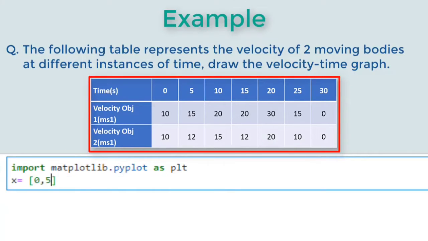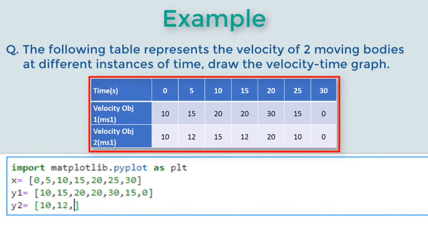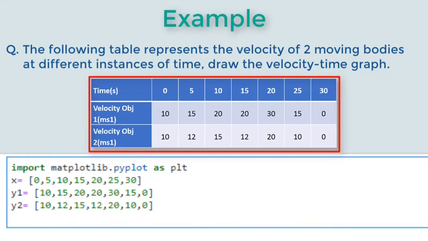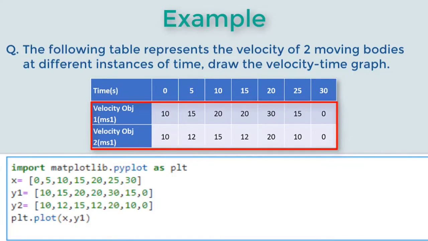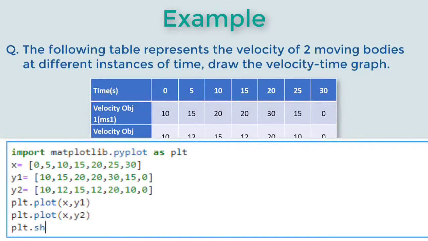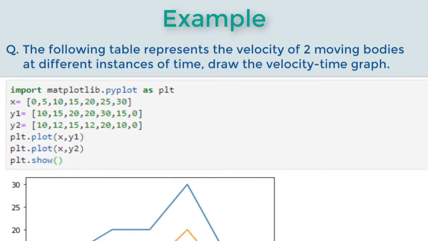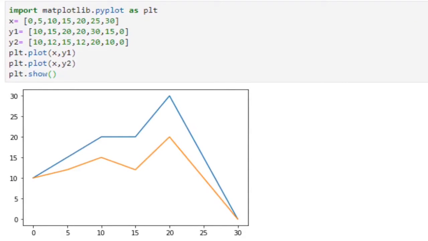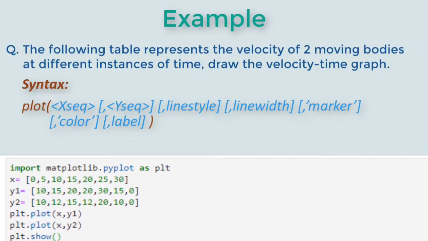Let us take an example. To draw the plot, we first import the library and then make the data sets. First is x, second y1, third is y2. The first one represents the time intervals, the second one is the velocity of object 1, and y2 is the velocity of object 2. Then we plot a line graph between x and y1, and a second between x and y2. At the last we have to write plt.show to display the graph on the screen. It is mandatory to write the standard Python show function.